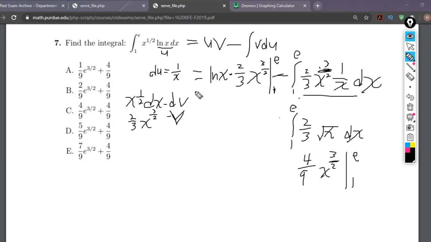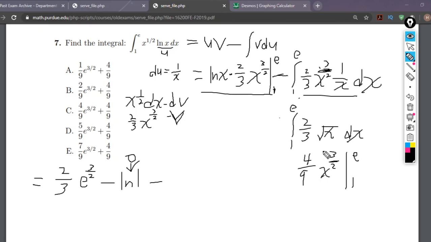And now let's evaluate the first part. So plug e in, ln e is 1. Then you would have 2 over 3 times e to the 3 over 2 power, minus ln of 1, which is 0. And then this part wouldn't matter because it's 0 times something. It's not 0 times 0, then we don't care about it, so that would just be 0 here.